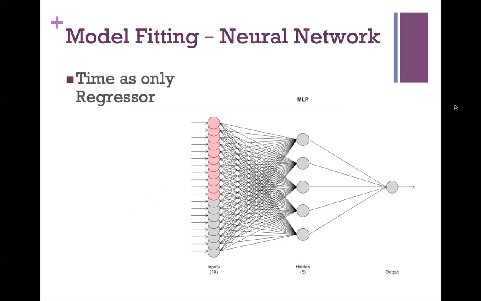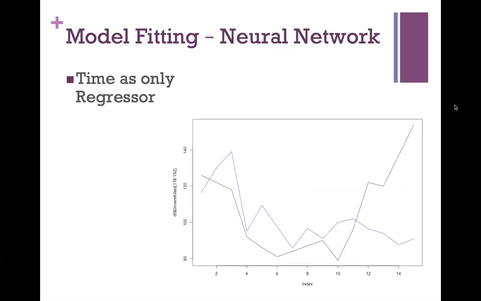And now for neural networks, this is the neural network model that was created when I ran it in R. I just wanted to show it here. It has those 19 inputs and 5 hidden layers. And this is a result when time is the only regressor here, and it's not very close. This is the last 15 that I removed. So this is only showing the tail end of the entire realization, and this is not very close. And this is with 100 repetitions.